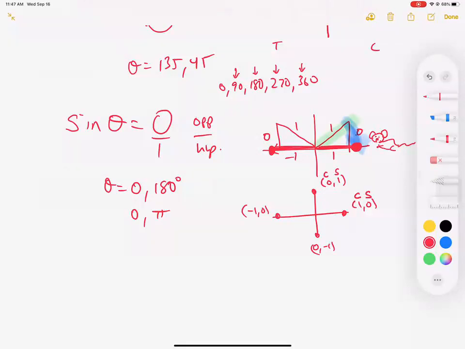Going to the left, the cosine is negative 1 at 180 degrees, and the sine is 0. Like we said, the sine is 0 at 180 degrees. The cosine is 0 at 270, and the sine is negative 1. The y value is negative 1.